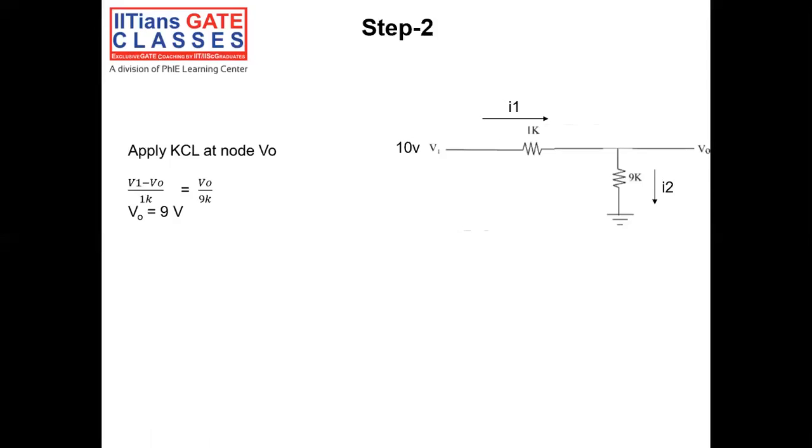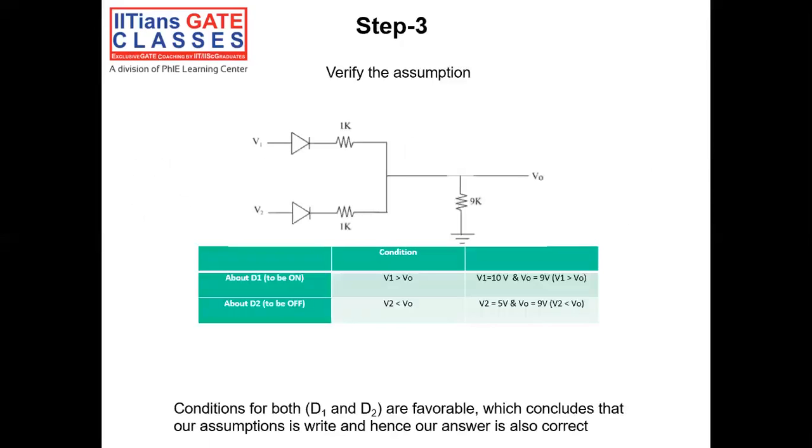Now we will move on to step 3 and verify the assumption again, correct? So this is our original circuit. We will verify first for D1. For D1 to be on, V1 should be greater than V0, correct? V1 in this question is 10 volt and V0 is 9 volt, and we can see V1 is again greater than V0. So it is meeting the condition, which means D1 is on, correct?